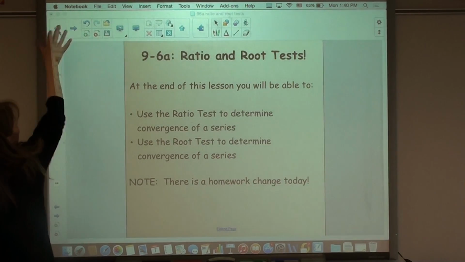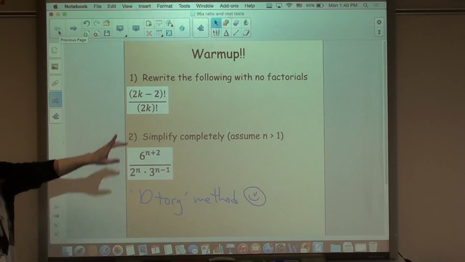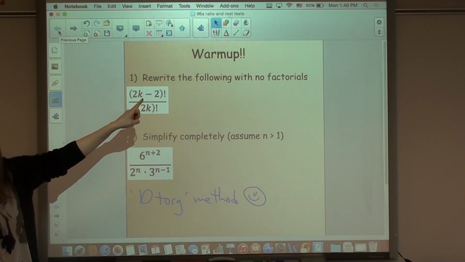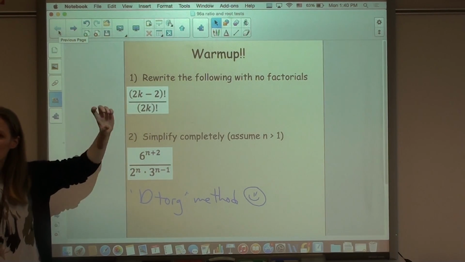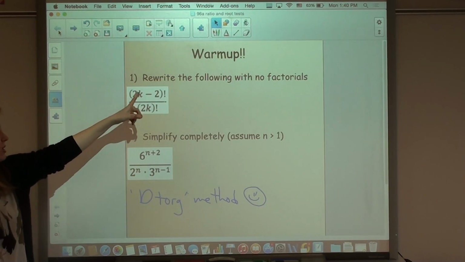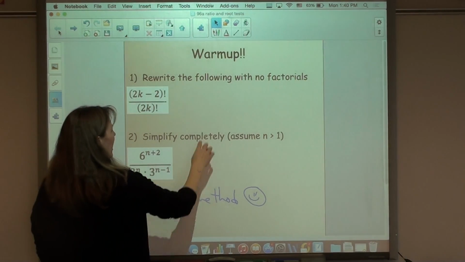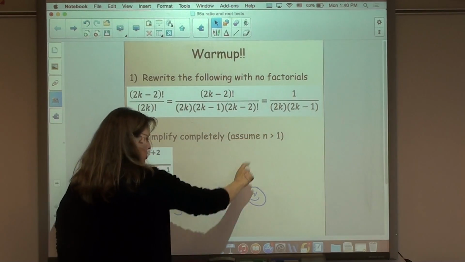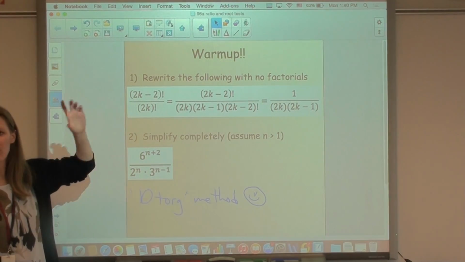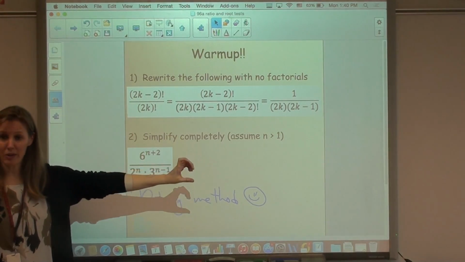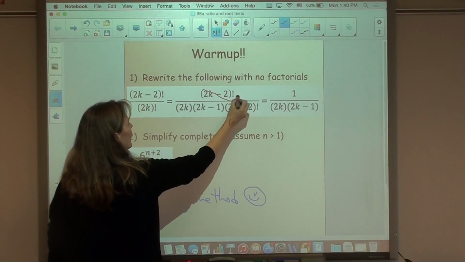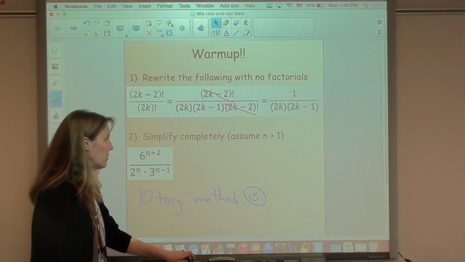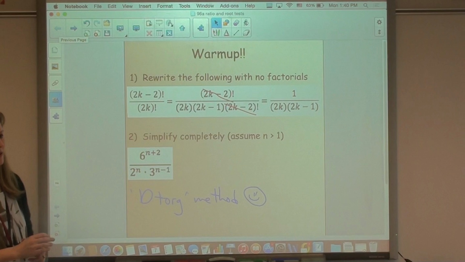Good. Backing up to the warm-up. When you have to reduce or cancel factorials, start with the bigger factorial and work it down until you get to the smaller factorial. So 2k factorial actually equals 2k times 2k minus 1 times 2k minus 2 factorial. So you break the bigger one down until you reach the smaller one, and that way you can cancel. And then you're left with 1 over 2k times 2k minus 1. Is that okay?